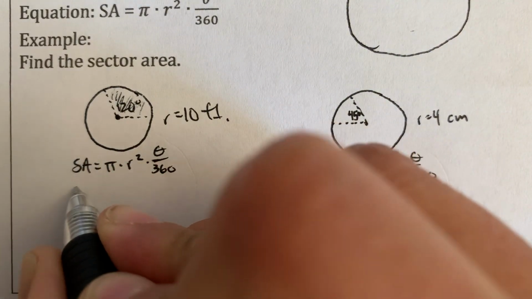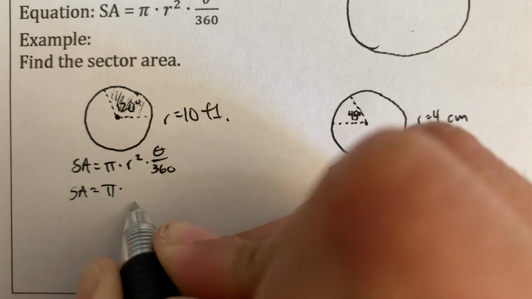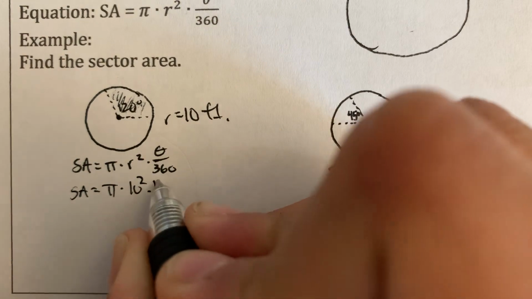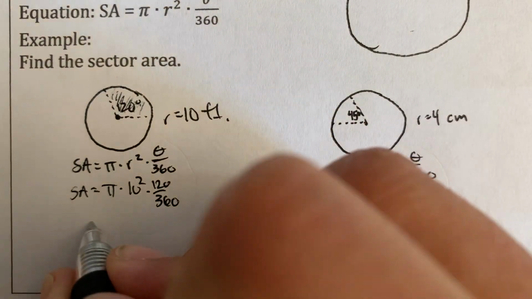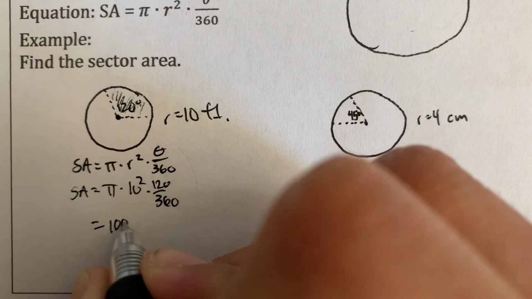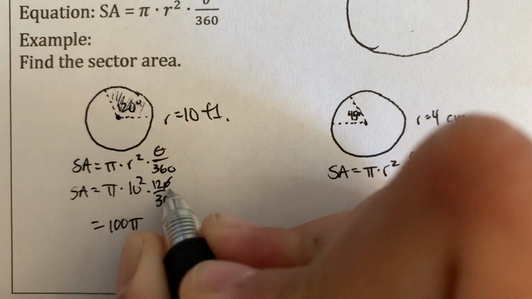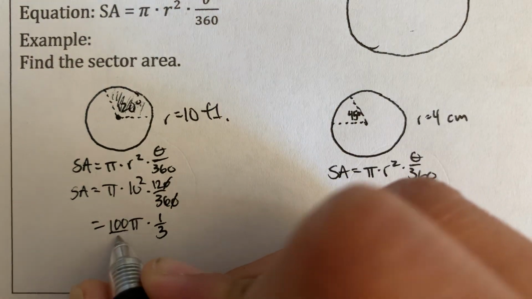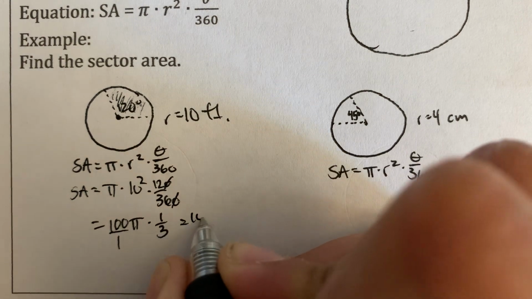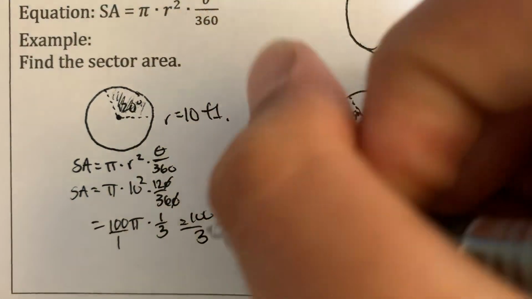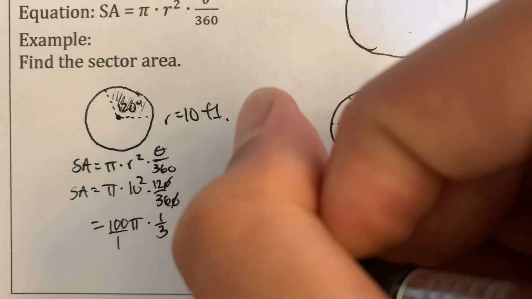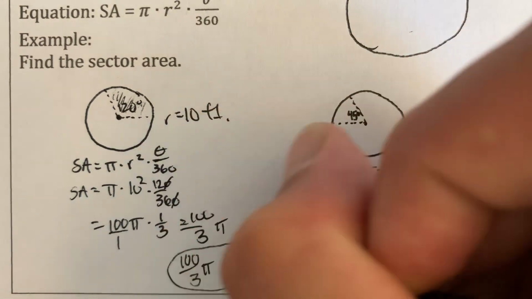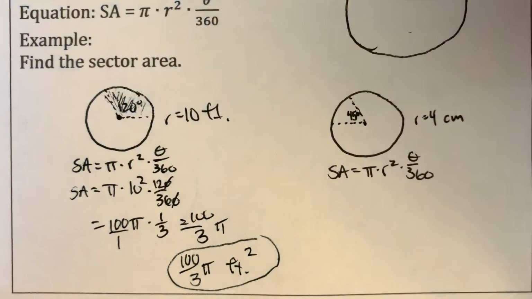So the sector area equals pi. Does it give us the radius? Yes, it does. 10 squared. And then we have theta over 360, 120 over 360. So 10 squared is 100 pi. 120 over 360 divided by 10, 12 over 36 reduces to 1 over 3. And then we do the same thing. 100 times 1 is 100. 1 times 3 is 3. So it's going to be 100 over 3 pi feet, and since this is an area, it's going to be feet squared. So that is the area of this slice.